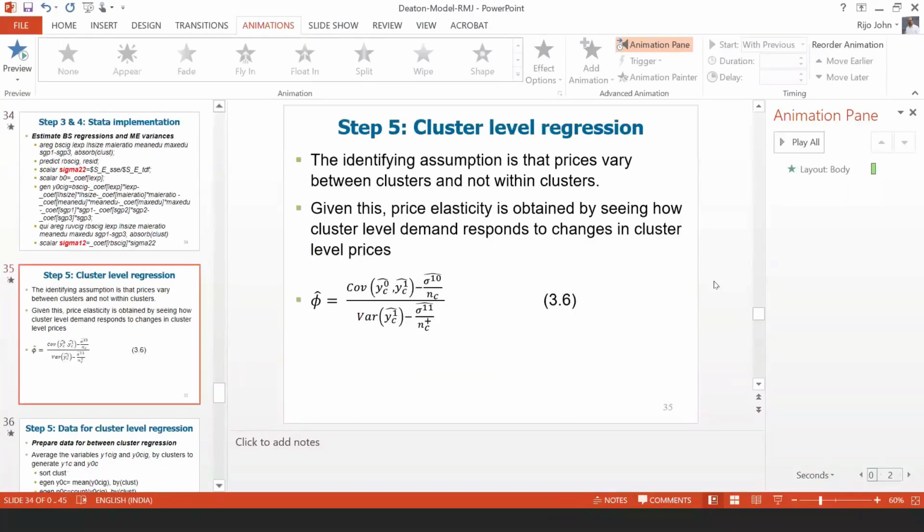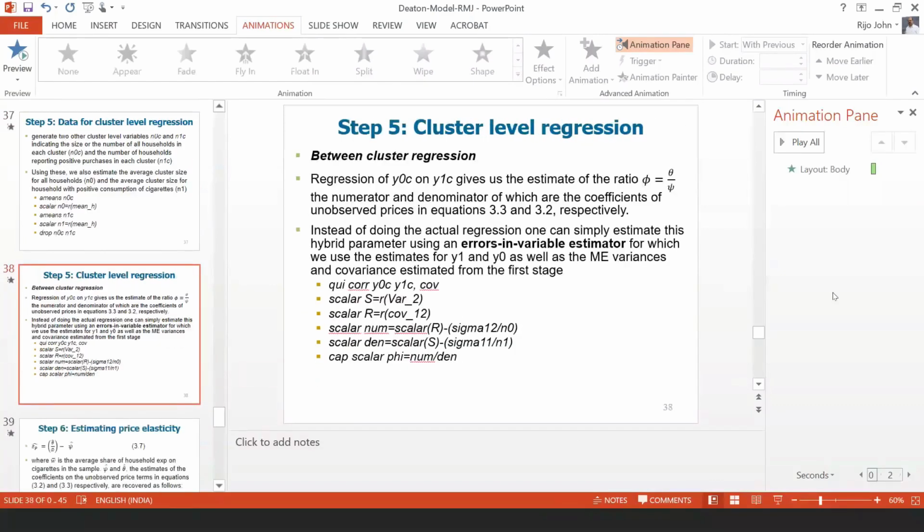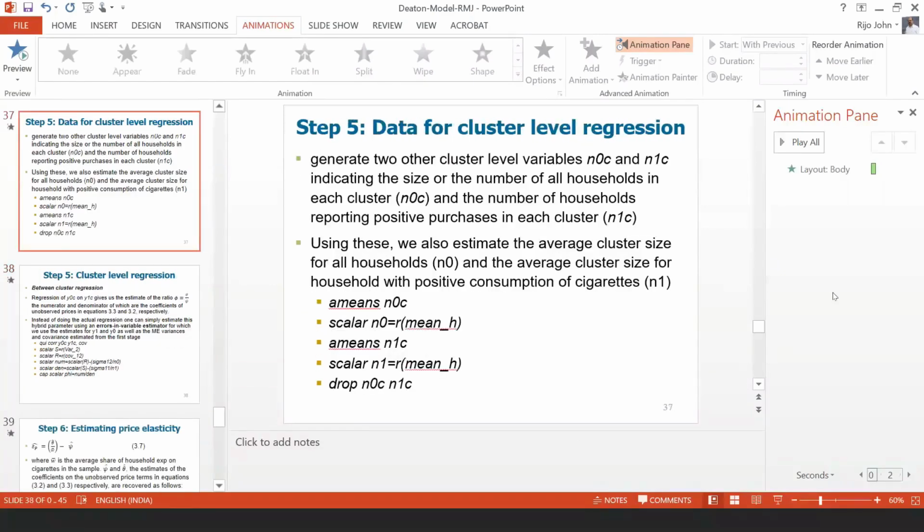Remember, for this particular formula we wanted NC plus and NC. Those are the ones that are being generated here. Using these, we estimate the average cluster size for all households, that is N0, and the average cluster size for households with positive consumption of cigarettes, that is N1.